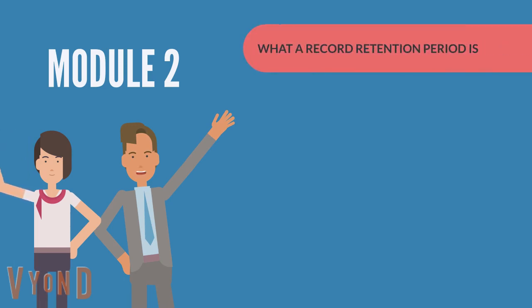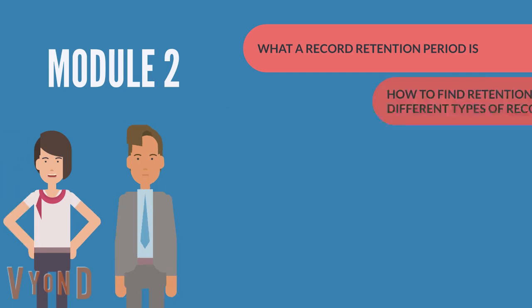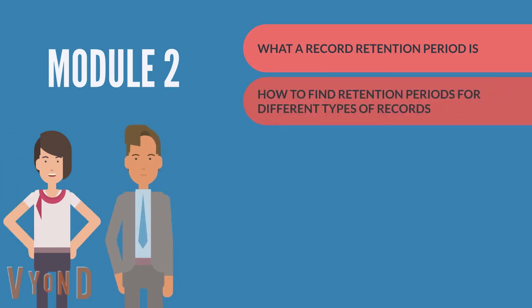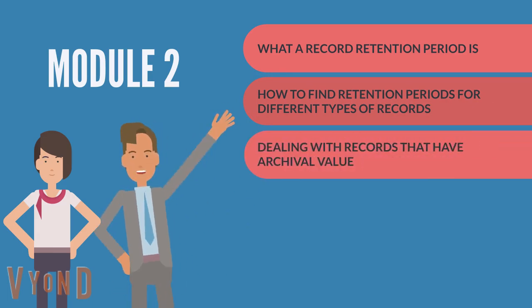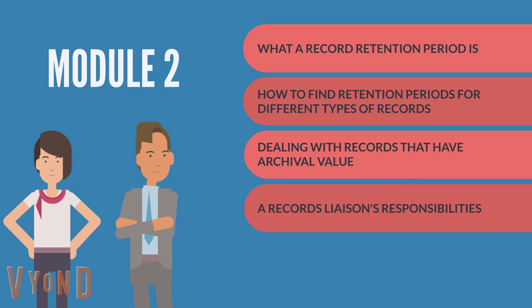A records retention period is the minimum amount of time you must keep records before destroying them. Different types of records will have different retention periods, and you can check those retention periods on the RIMS website. Records with archival value might need to be transferred to the university archives after being retained for a certain amount of time within your unit. A records liaison should be appointed within your unit to help your employees navigate the requirements for managing your unit's records and to facilitate the destruction or transfer of records in a timely fashion.